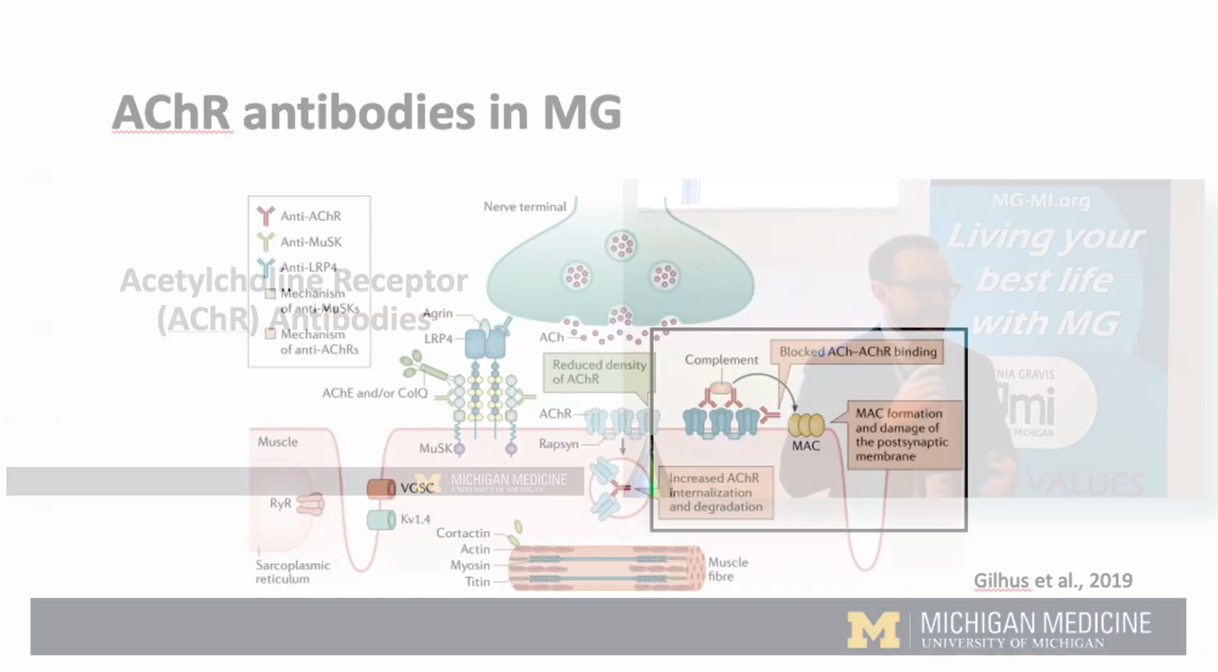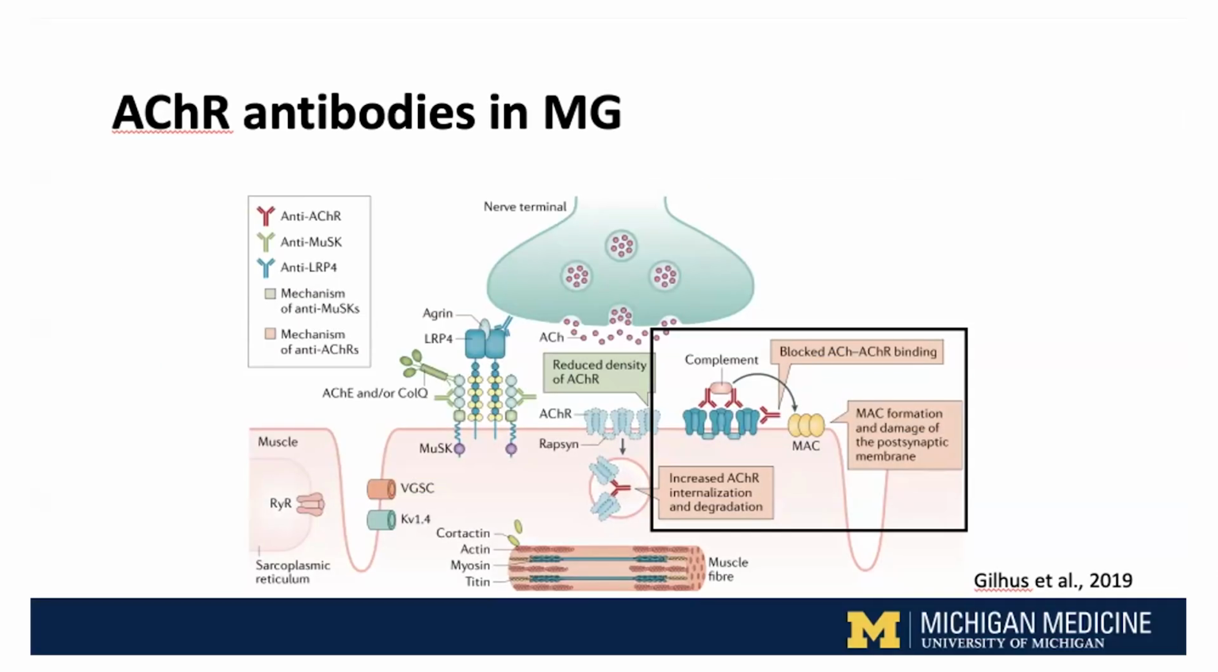To go back to our picture, these antibodies have several different mechanisms of pathogenicity at the molecular level at the membrane. Primarily, the antibodies lead to destruction of those receptors. They tend to be internalized into the cell and are no longer functional. They can also block the interaction between the acetylcholine molecules in the cleft or junction, preventing them from binding, thus leading to someone developing weakness.